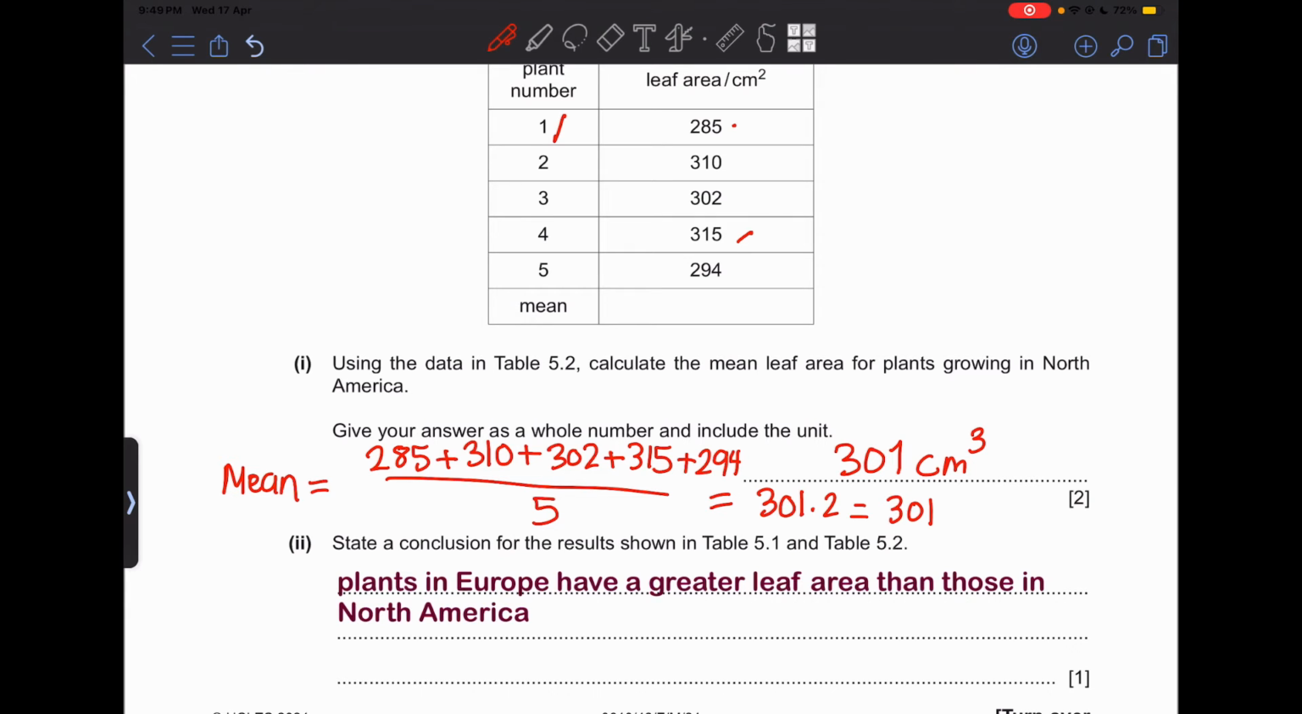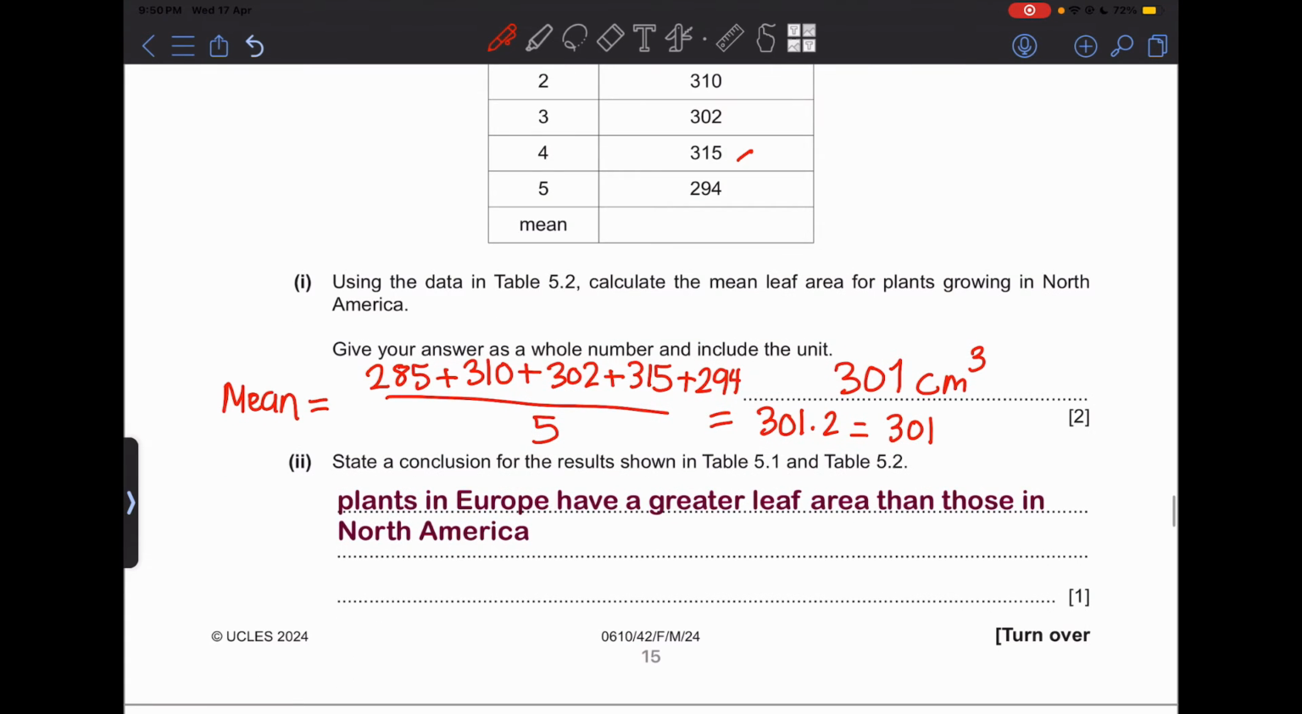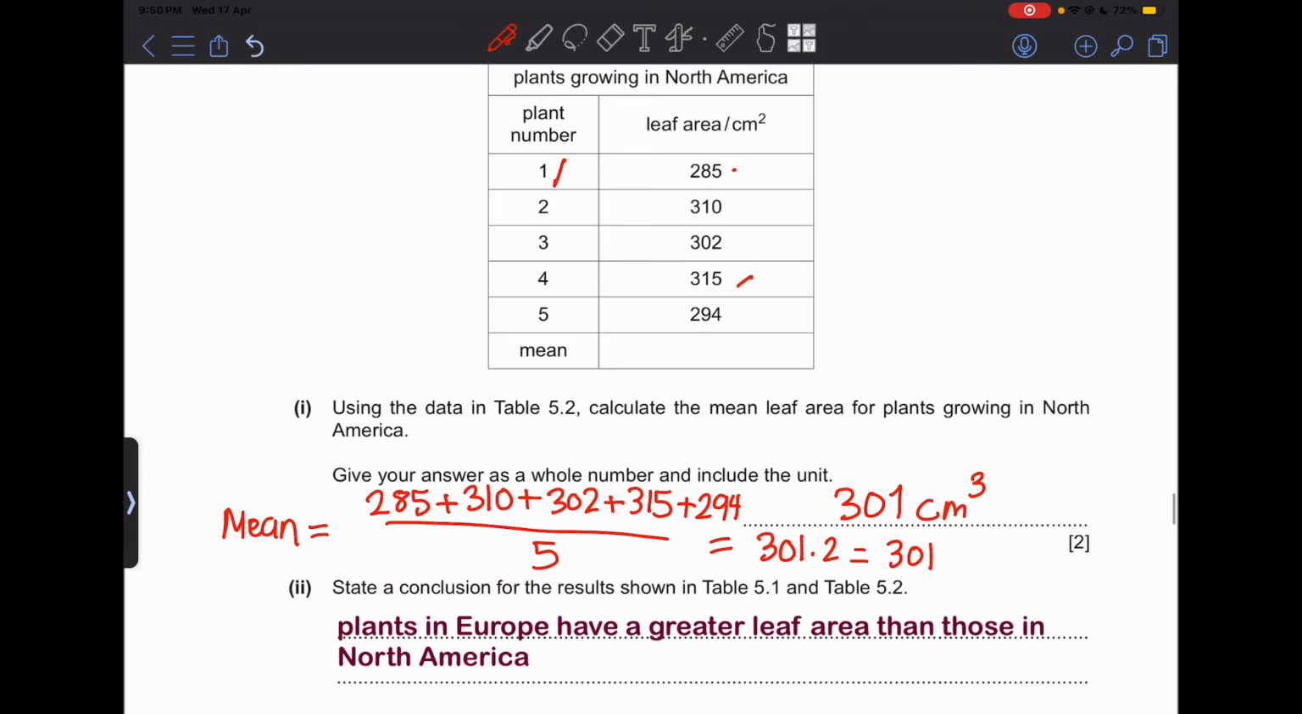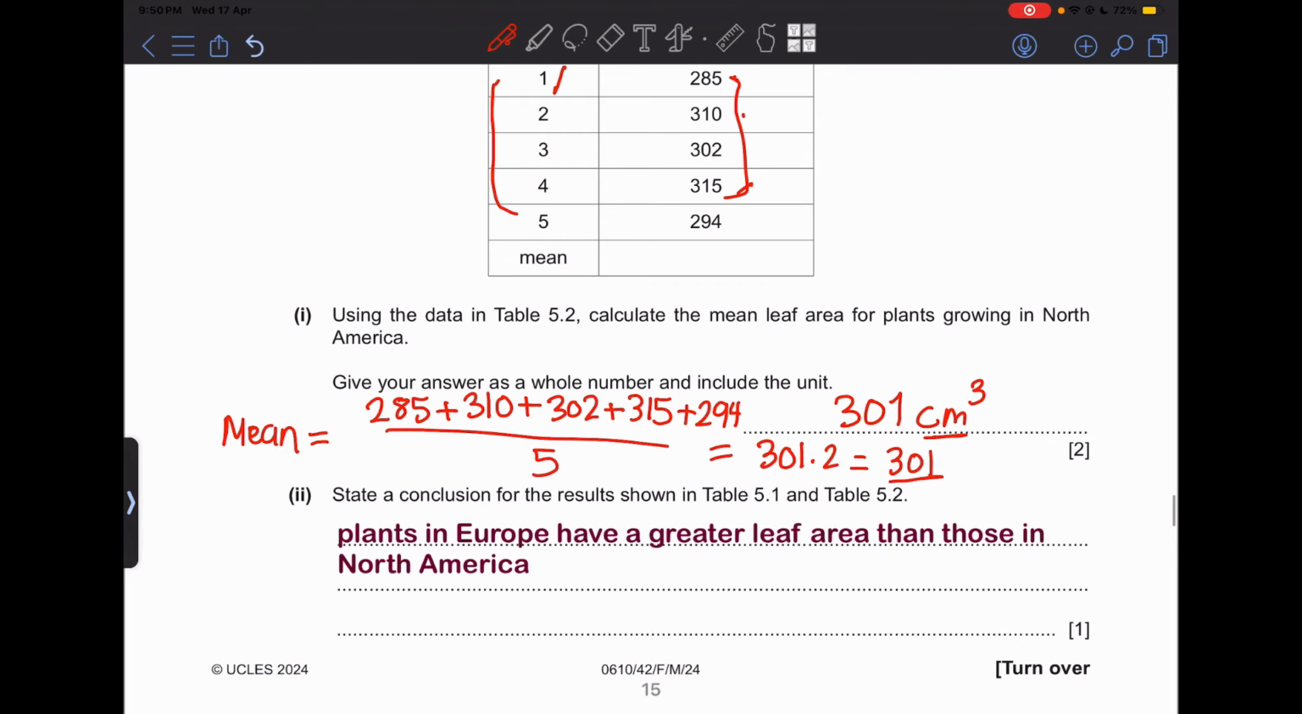If you don't include the unit, they will deduct 1 mark from you, even if your answer is correct. So to calculate the mean, you add all of the values over here and divide by their quantity. We have 5 plants, so you divide all of these by 5. This gives you 301.2, and they want the answer rounded to the whole number. So this is 301, and you have to write centimeter cubed.